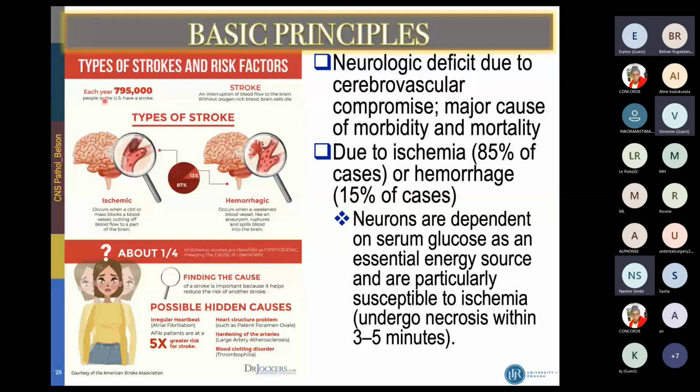So they said that each year, almost 800,000 people in the US will have a stroke, and these are new cases. So a stroke is an interruption of blood flow to the brain. The types are ischemic, as you can see here, which occurs when a clot blocks the blood vessel, cutting off blood flow to a part of the brain. Another type is hemorrhagic, which occurs when a weakened blood vessel, like an aneurysm, ruptures and spills blood into the brain.